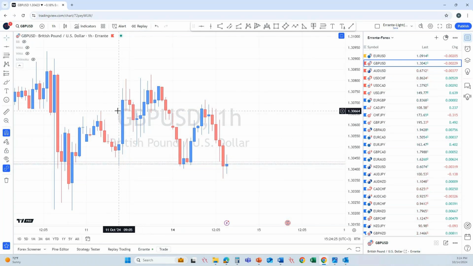So a green, or as you see here, a blue one, shows that the market closed higher than it opened, indicating the buyers were in control during the period, while a red or black candle, but here we have it in red, means the market closed lower, reflecting selling pressure.